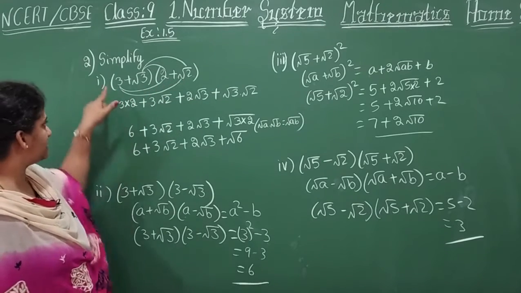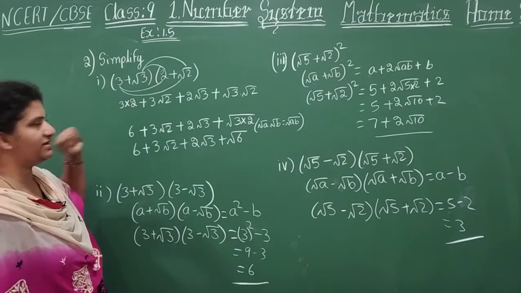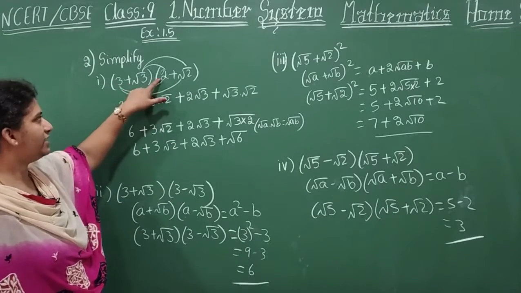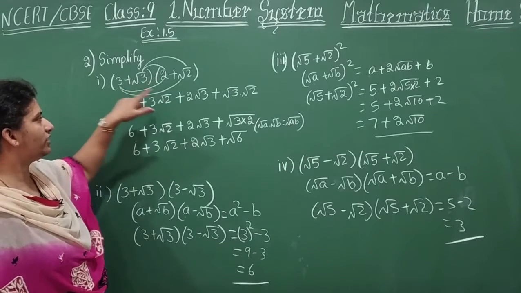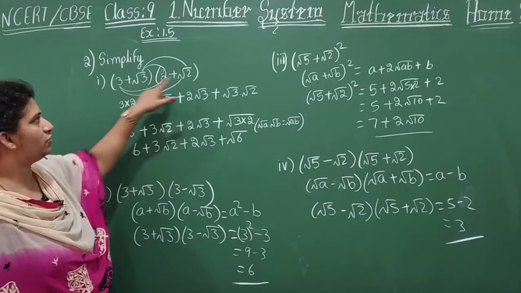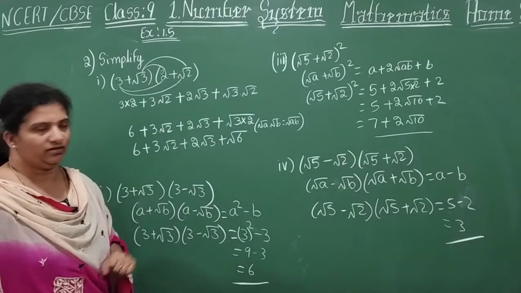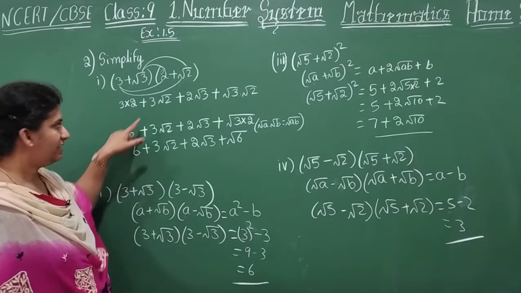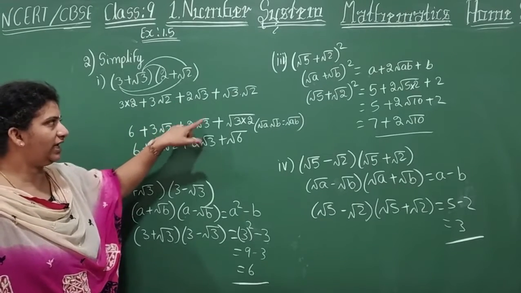How did I say plus, children? Plus into plus, plus 3 into root 2, 3 root 2. Plus into plus, plus 2 into root 3, 2 root 3. Plus into plus, it will be plus root 3 into root 2, I have written. So now simplify this one. 3 2s are 6. 3 root 2, 2 root 3 plus.